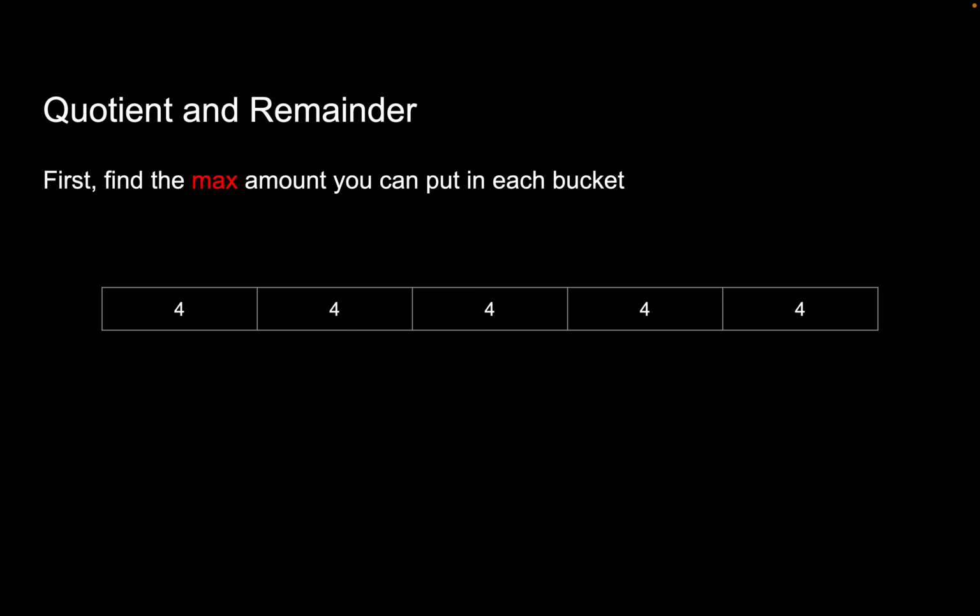The first thing you can do is find the maximum amount you can put in each bucket. If the total number is 22, we can put 4 in each bucket, and that's the maximum amount that you can put in each bucket without exceeding the total count, the length of the linked list. So we put 4. This can be derived from 22 divided by 5, which is k, which gives a quotient of 4.